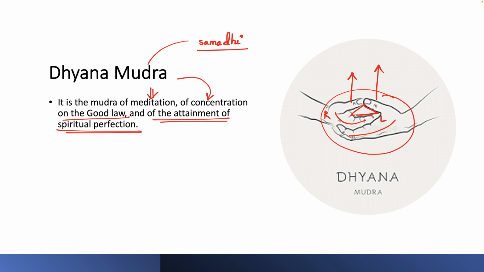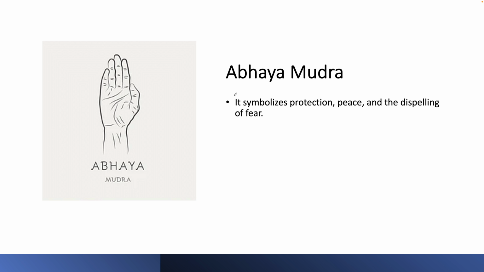Then we have our next mudra, Abhaya Mudra. Now Abhaya Mudra is a hand gesture that represents protection, fearlessness, peace, and dispelling of fear. So this is also known as the gesture of fearlessness or the gesture of reassurance.